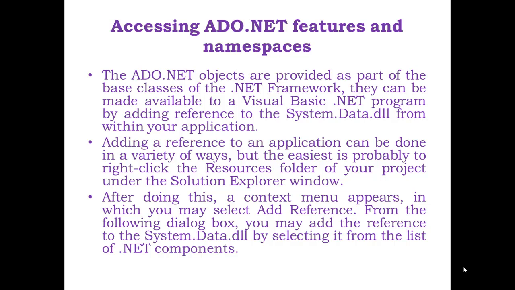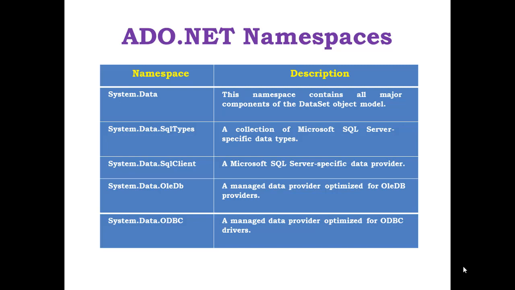There are two types of connectivity for this data, especially SQL Client and OLEDB. In the data namespaces we come to ADO.NET. The namespace is System.Data. This namespace contains all major components of the dataset object model. System.Data.SqlTypes, a collection of Microsoft SQL Server specific data types. System.Data.SqlClient is a Microsoft SQL Server specific data provider. System.Data.OleDb, a managed data provider optimized for Object Linking and Embedding Database.